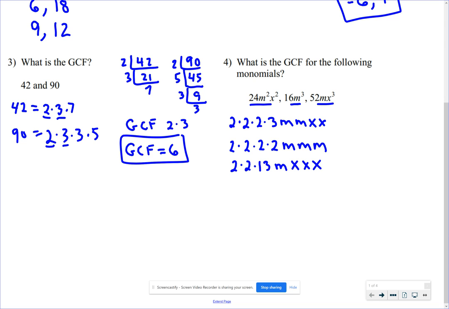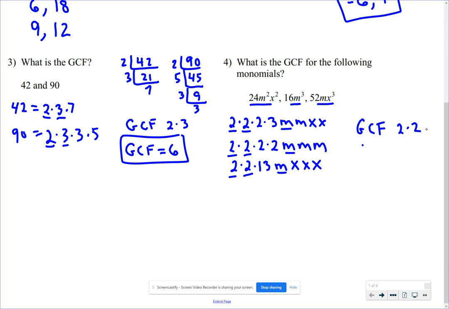Now look at what factors they have in common, because we're trying to find the greatest common factor, GCF. So they have a 2 in common. They have another 2 in common. Do they have another 2 in common? Nope, because my last one has a 13. 2 times 2, and then what variables do they have in common? An m. Do they have more? Nope, that's it.